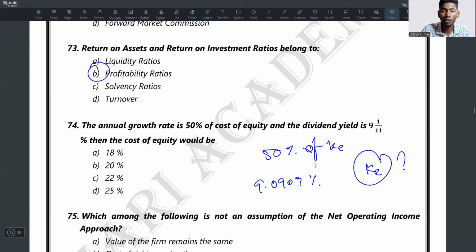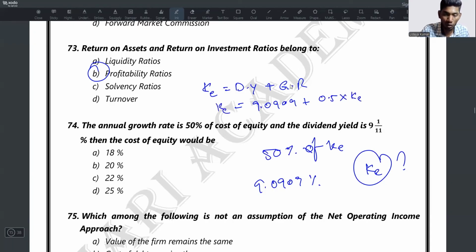So cost of equity, KE, is equal to dividend yield plus growth rate. So the dividend yield which is given here is 9.090909 and the growth rate which is given here is 0.5 into KE. Okay, so now you just simplify this. You get the KE on this side. So ultimately KE minus 0.5 KE is equal to 9.090909.